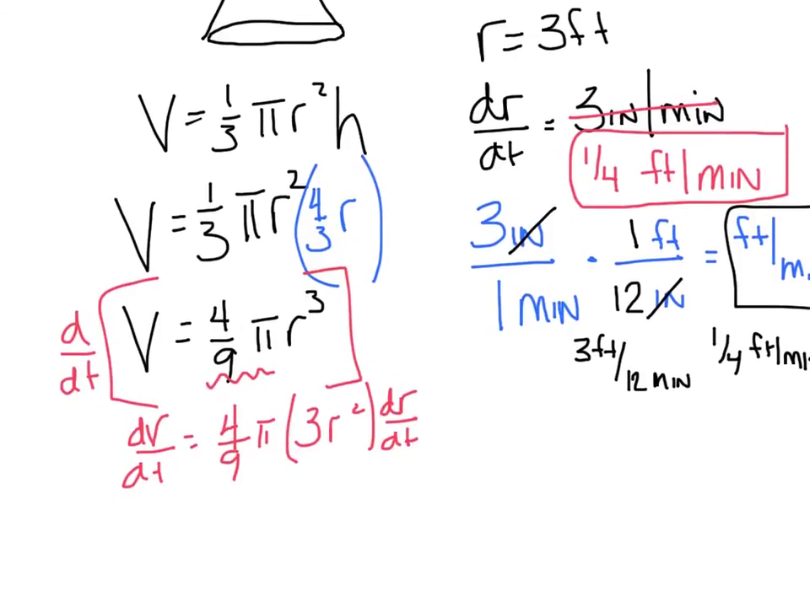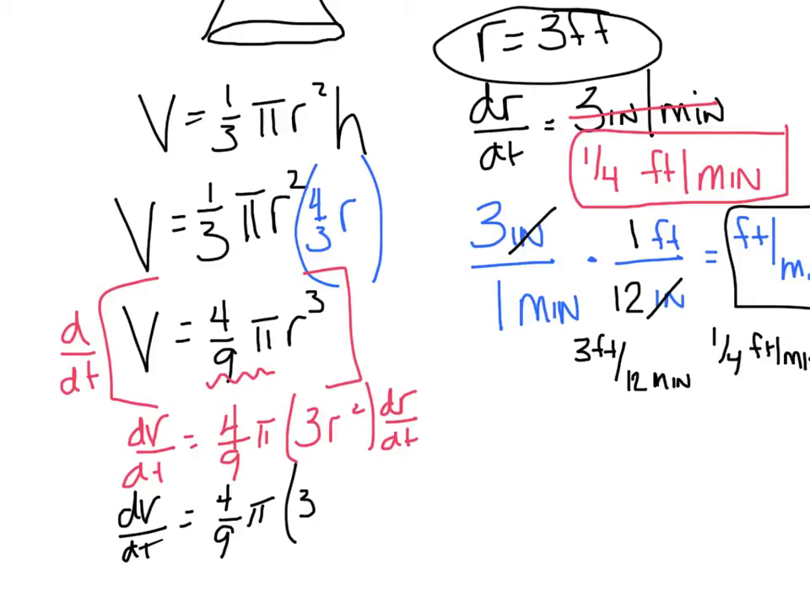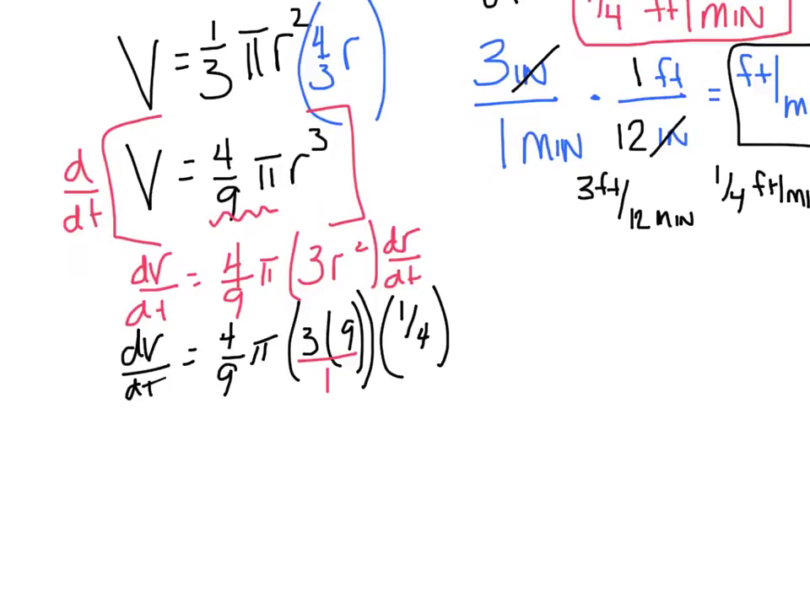Carefully plug everybody in. I'm looking for dv/dt, that's the only thing I shouldn't know. 4/9 pi, 3. My radius was 3, so I'm going to say 3 squared is 9. And my dr/dt we said is 1/4. As I multiply, I'm just going to do tops and bottoms. You don't necessarily have to multiply. Look for things to cancel. For example, this 9 on the bottom cancels with this 9 in the numerator. This 4 on the top cancels with this 4 in the denominator. So I basically get dv/dt equals 3 pi.